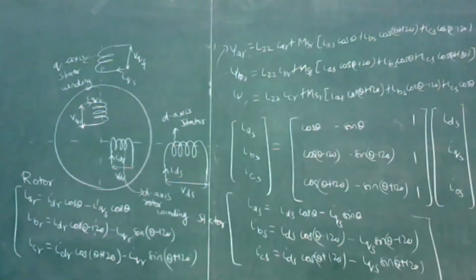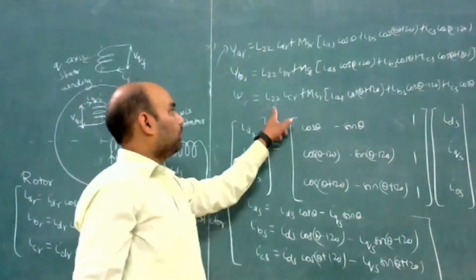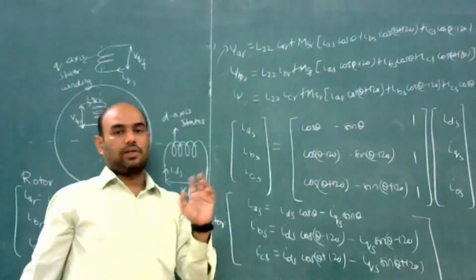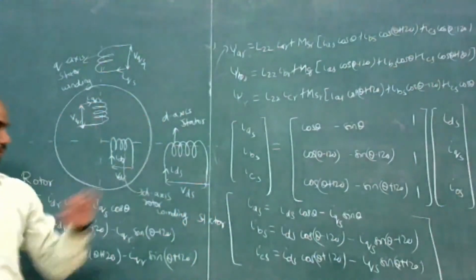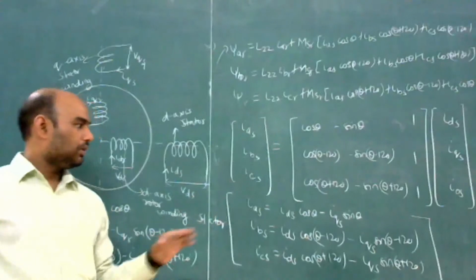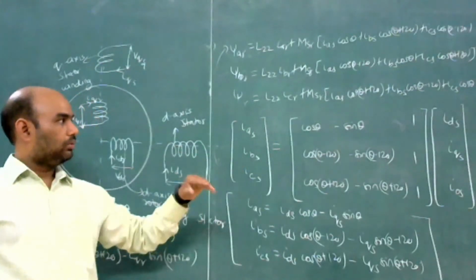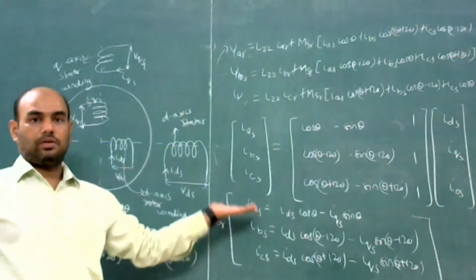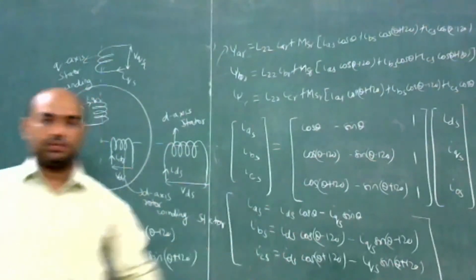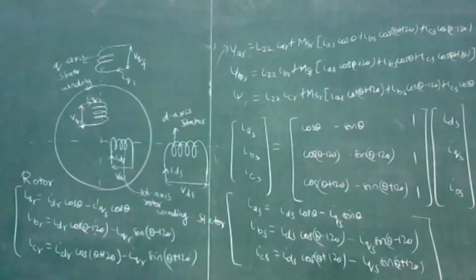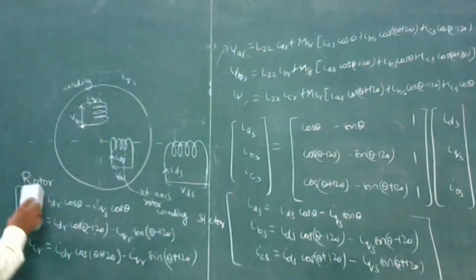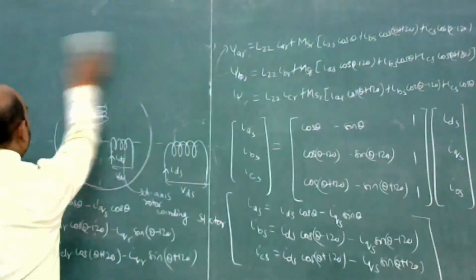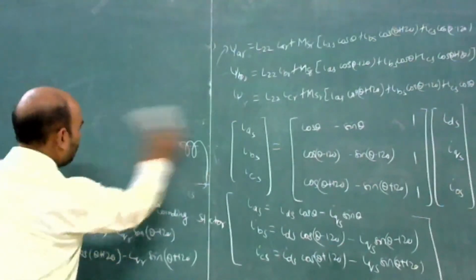Okay. So now we will substitute the values of IAR, IBR, and ICR here, and we will express the flux linkage in terms of ID and IQ. So this is a very lengthy equation. To make it easier, we are changing this three phase into two phase. Okay. So let's substitute the values of IAS, IBS, ICS, and IAR, IBR, ICR in the flux linkage equation of the stator.